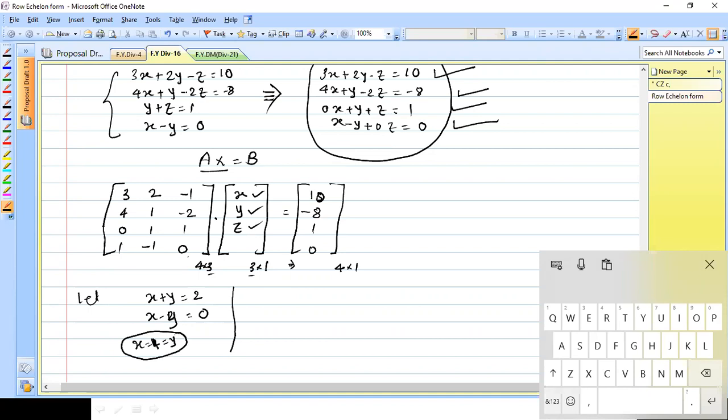x equals 1, y equals 1, that is the solution. What about this? 2x plus y is equal to 2 and 4x plus 2y is equal to 4. What about this?